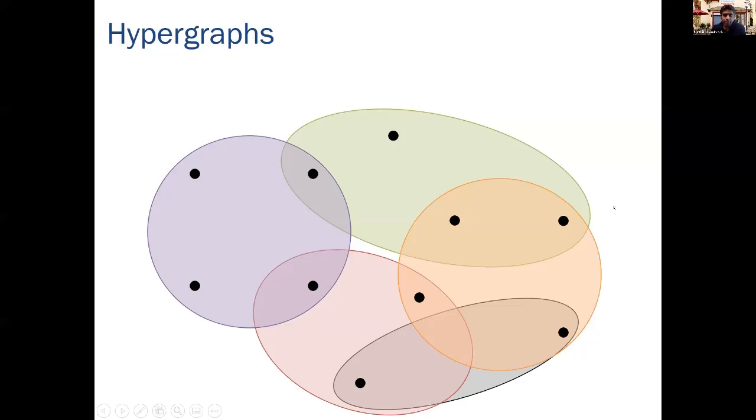Let me begin by introducing hypergraphs. A hypergraph is specified by a vertex set and a collection of hyperedges. A hyperedge is a subset of vertices. If every hyperedge has at most 2 vertices, then the hypergraph is simply a graph. So hypergraphs generalize graphs. In this work, we are interested in hypergraph k-cuts.